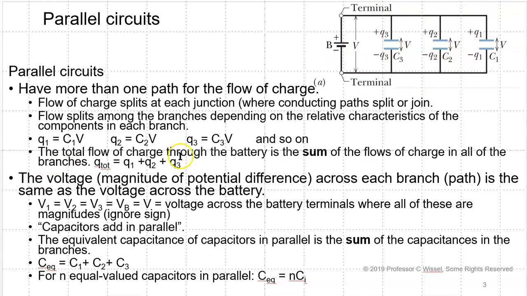The total flow of charge through the battery is the sum of the flows of charge in all of the branches. So Q total equals Q1 plus Q2 plus Q3.